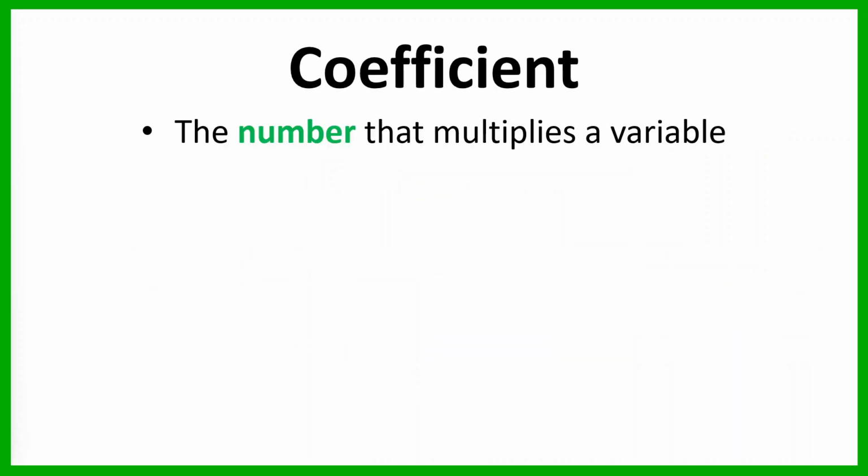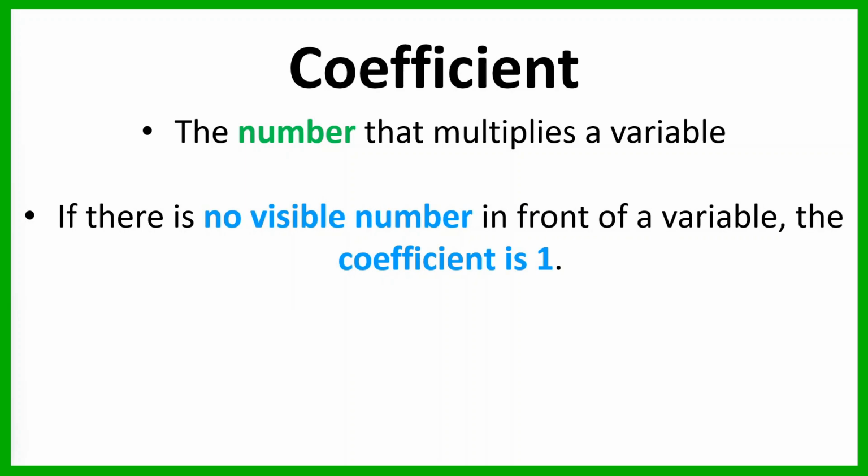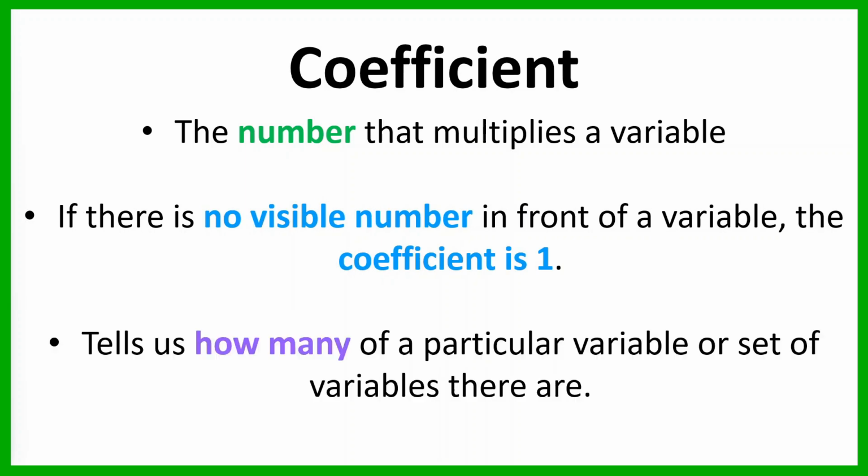A coefficient is the number that multiplies a variable. That's the number that you will see in front of the variable. And if there is no visible number in front of the variable, it means that the coefficient is 1. The coefficient tells us how many of a particular variable or set of variables there are. So if you have 5x, it means it's x plus x plus x plus x plus x. There are 5 x's being added together.